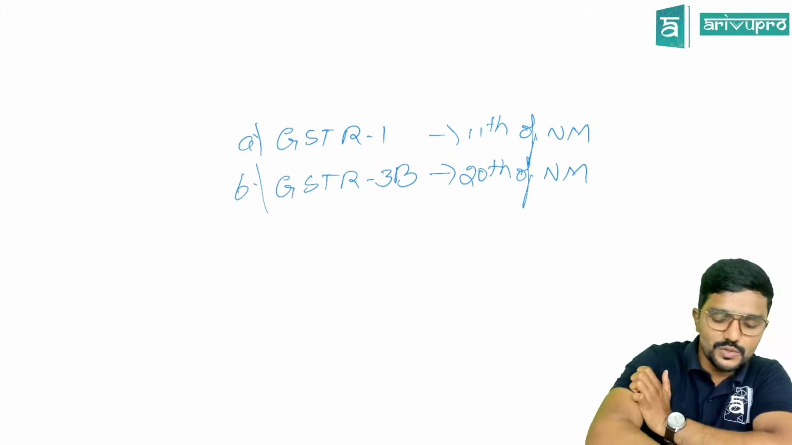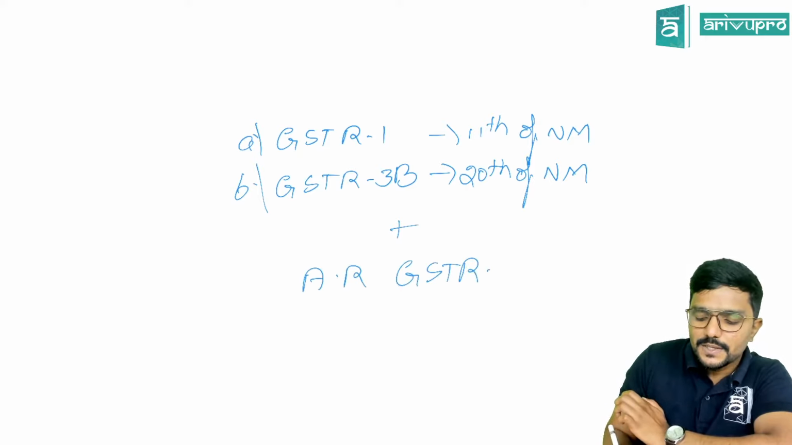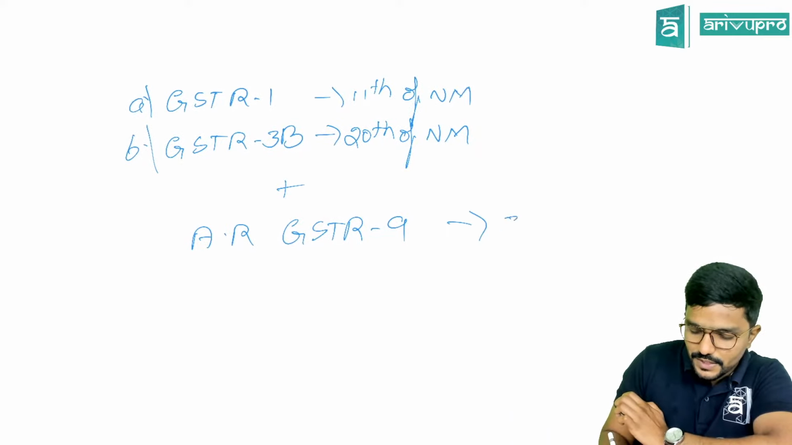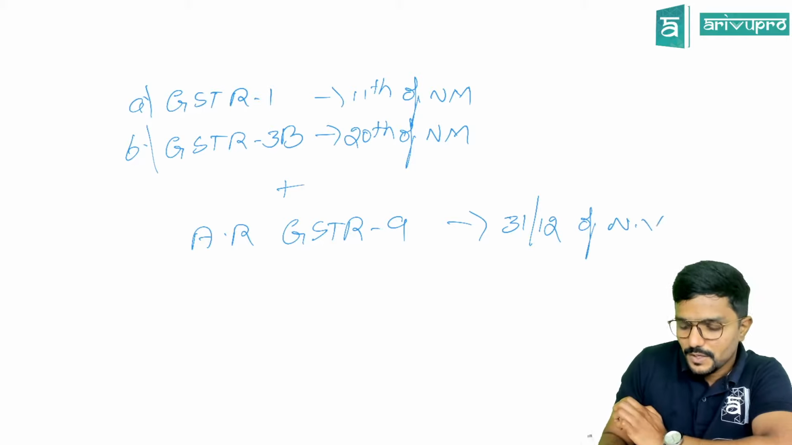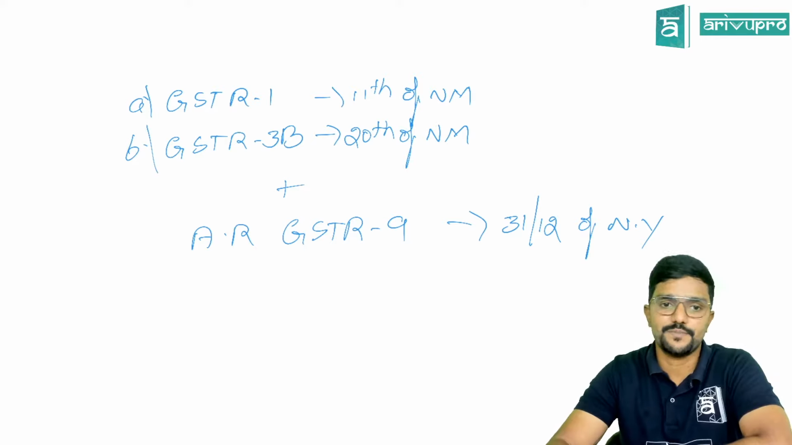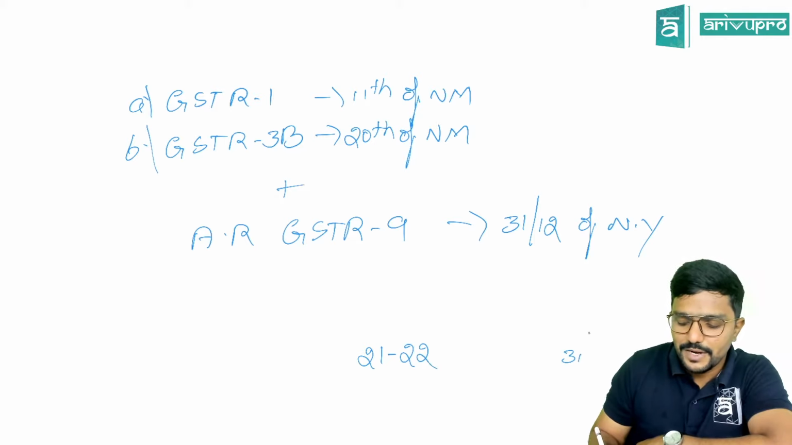Okay, sir. Plus, there is one annual return, GSTR 9, which has to be filed within 31st December of next year. Not next month, 31st December of next year. That is, assume I am filing GSTR 9 for financial year 21-22. It has to be filed on or before 31st December 22.